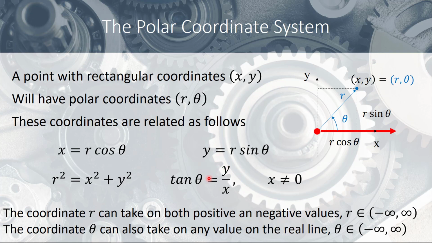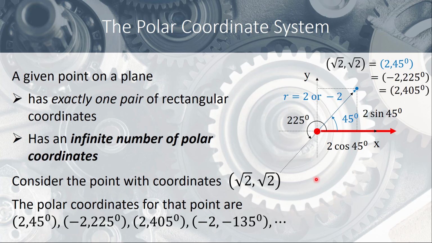Now, the one interesting thing about the polar coordinate system is that the coordinate r is not just limited to positive numbers. It can be any value between negative infinity and infinity, including negative values. Similarly, the coordinate theta is not just limited to between 0 and 360 or between 0 and 2 pi. It can also take on any value on the real line. And that creates a couple of complications when you are working with polar coordinates. And this right here is the first complication.